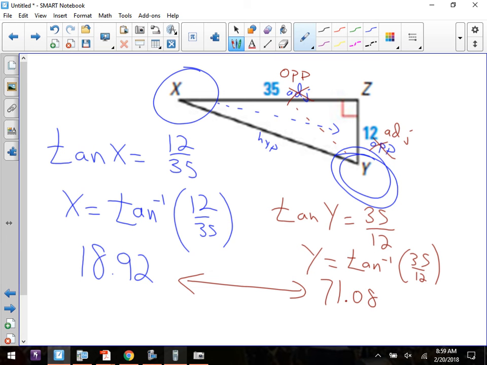What do those two add up to equal? I don't know. If I had a calculator in my hand, I'd figure it out. Did they add up to equal 90? Yep. That means you did what? You did math right.